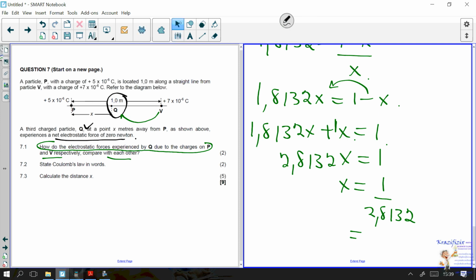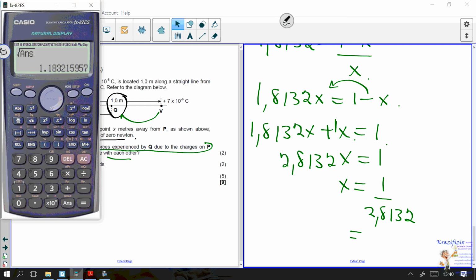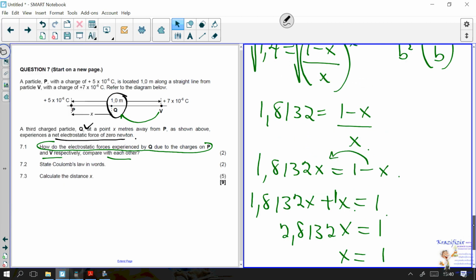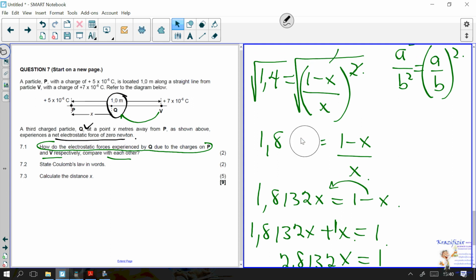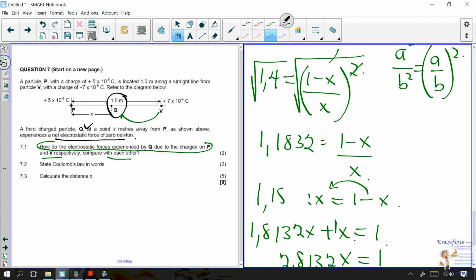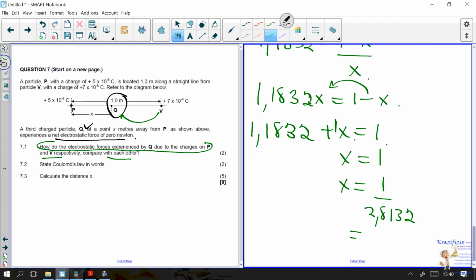Okay, let's go to my calculator. I still have my answer there. Remember, I added 1, which gives me 2,18. Oh, it's 1832. 1832, not 81. 2,1832. All right? It's 1832 here. So automatically it's 2,1832.